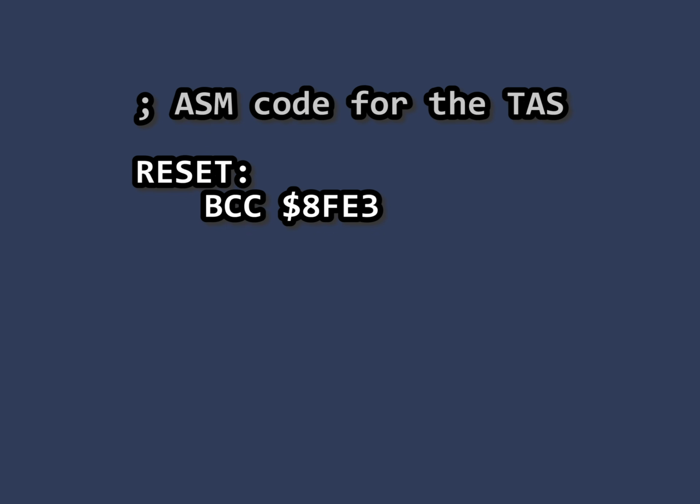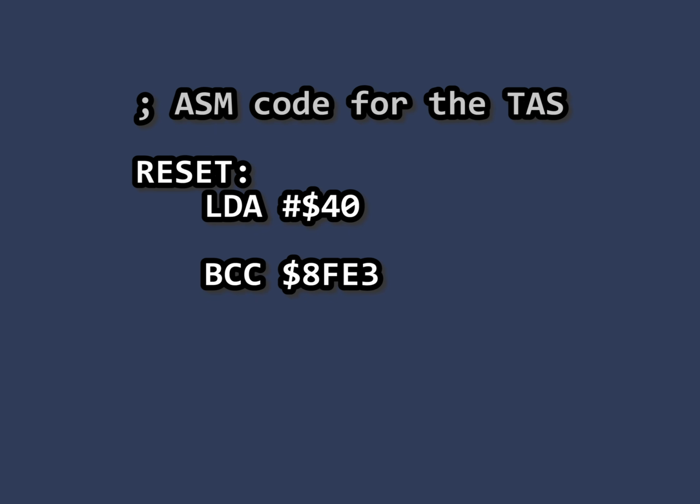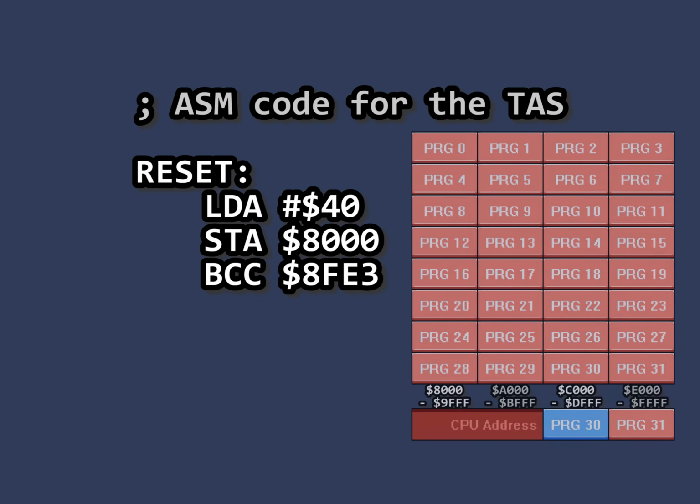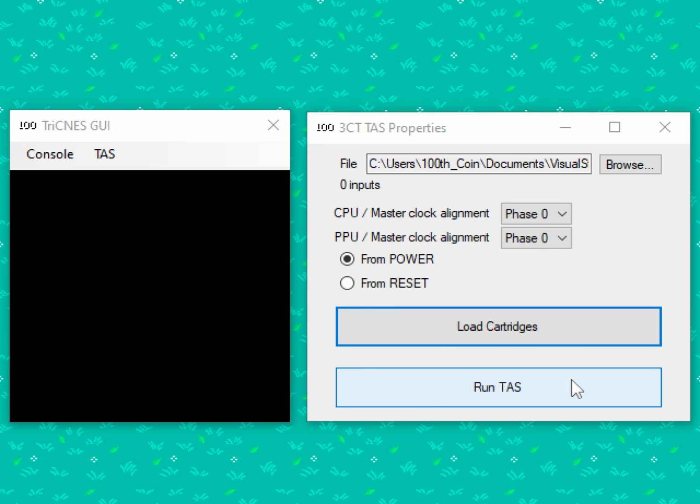In order to correct this, we need to make some changes to the code we're running in our TAS. We'll start by loading the A register with the value 40, then storing A in address 8000. This will make sure that the code we want to execute is in the right place. Now we branch to address 8FE3. Alright, problem solved. Let's run the new TAS.